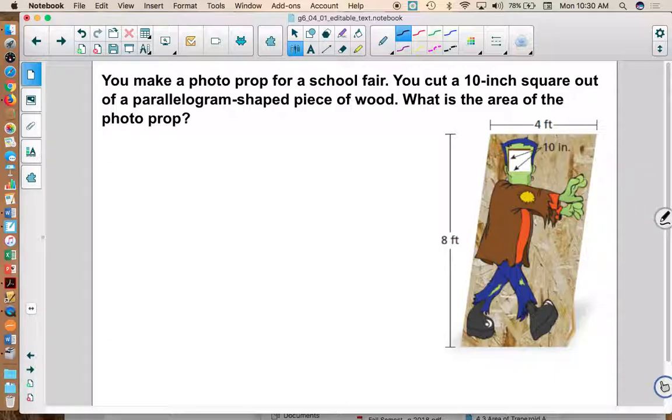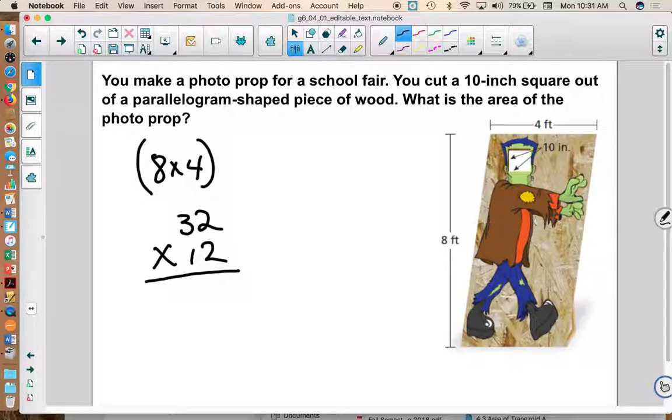Tyler? 8 times 4. Multiply. 32. Okay. Times 12. Now, why would I multiply the 32 times 12? He says I got to multiply it by 12 because that gives you how much? Good. Where does he get the 12? Okay. There's 12 inches in a foot.